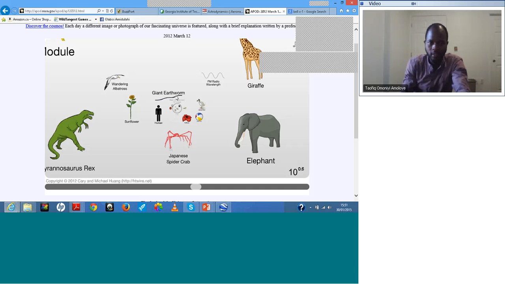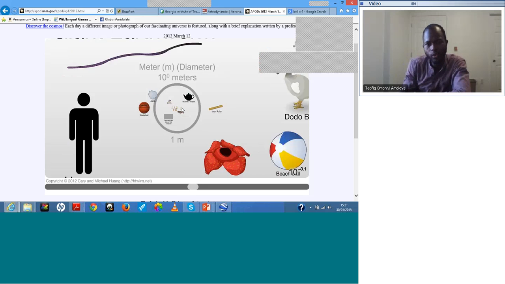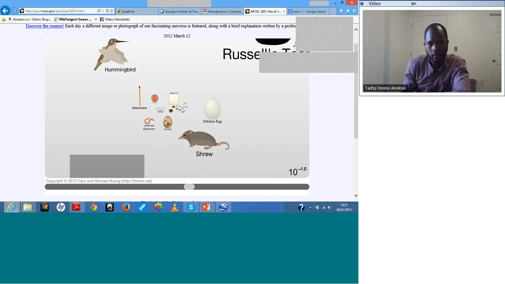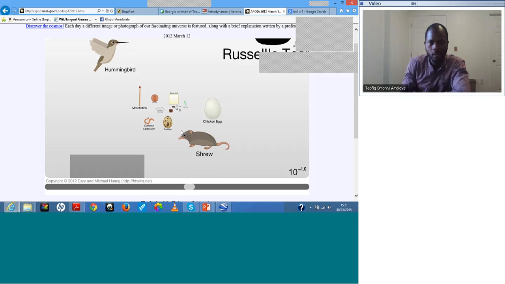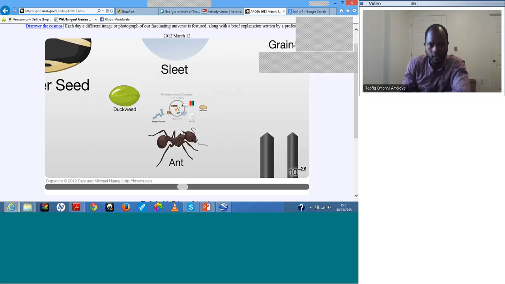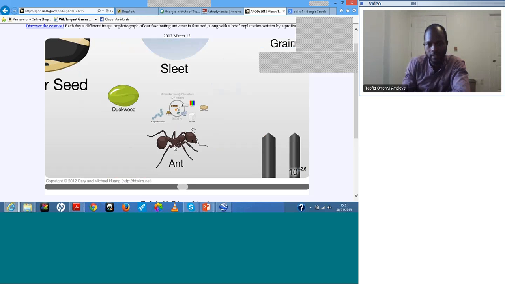Of course, you can see a giant earthworm without the use of a microscope. You can see the dog there without a microscope. Going a step further, we can still see a hummingbird, but a hummingbird is very small. A matchstick is smaller than the basketball or anything else on this scale. Going even further, we can see an ant. Some of the ants are very, very small, very tiny, but we can still see them. That means we are going from the very macroscopic to the microscopic, bit by bit.